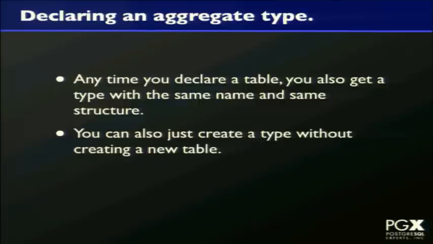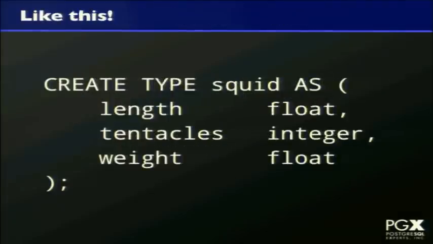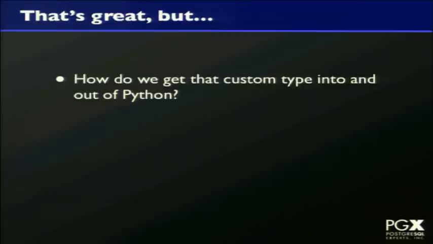But you can declare a type without having to create a table of it, like this. Bink. We say we want a squid, and it looks just like a table declaration, only no table appears. It's just a type. And that's great, but OK, how do we get this in and out of Python?